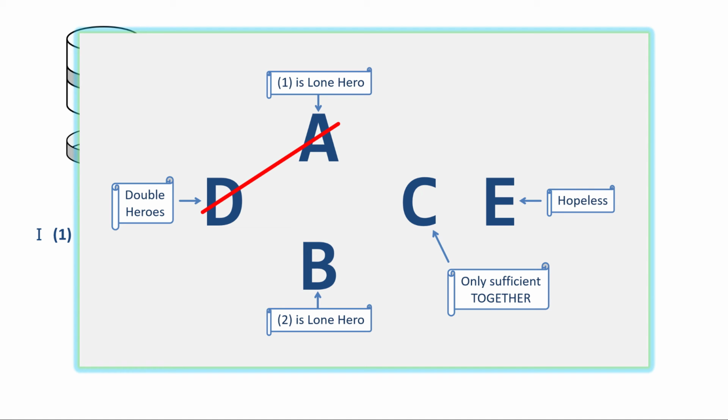Looking at this in more detail, D is wrong because it says each statement is a hero, when in fact statement 1 is not a hero. A is wrong because it also makes the false claim that 1 is a hero. On the other hand, B remains possible. When B says that statement 2 is the only hero, it acknowledges that 1 is not a hero. As for C and E, they both say that neither statement is sufficient, so they are right about statement 1 and thus remain possible.